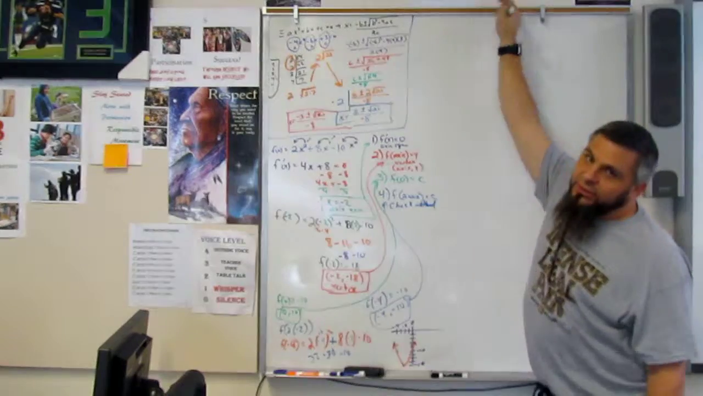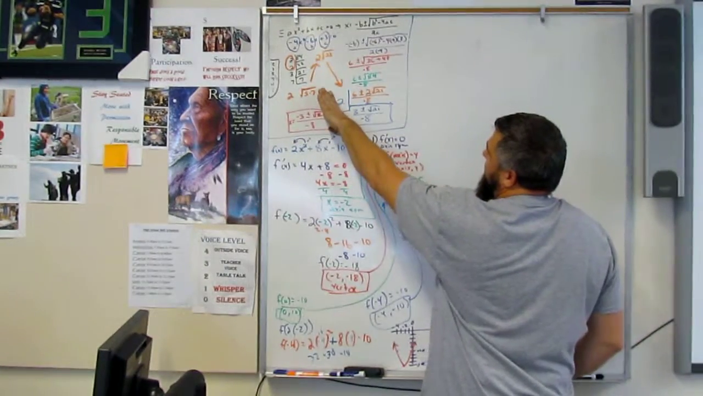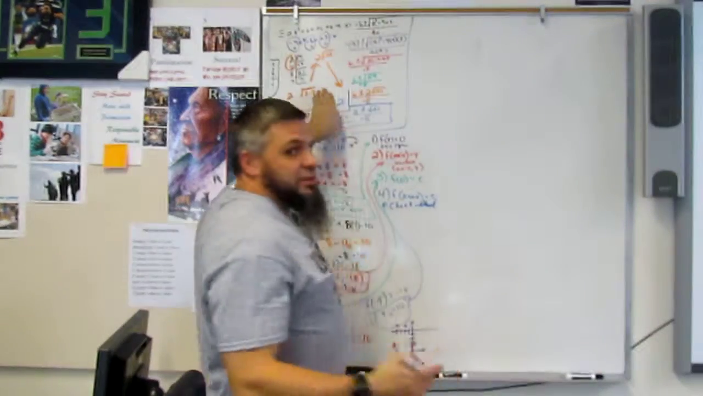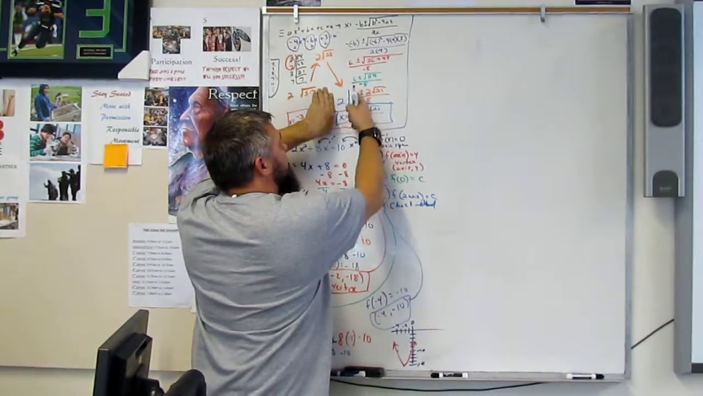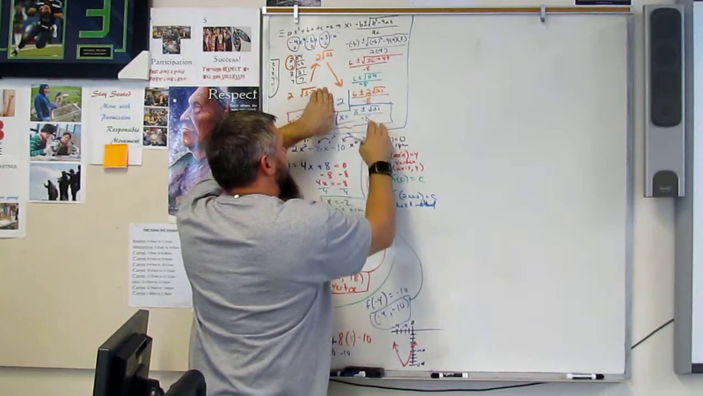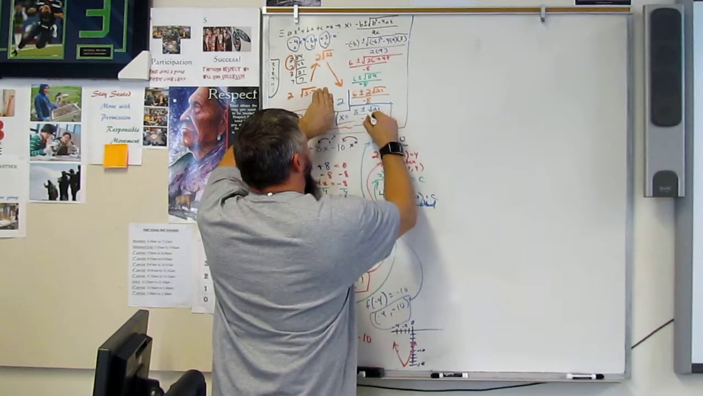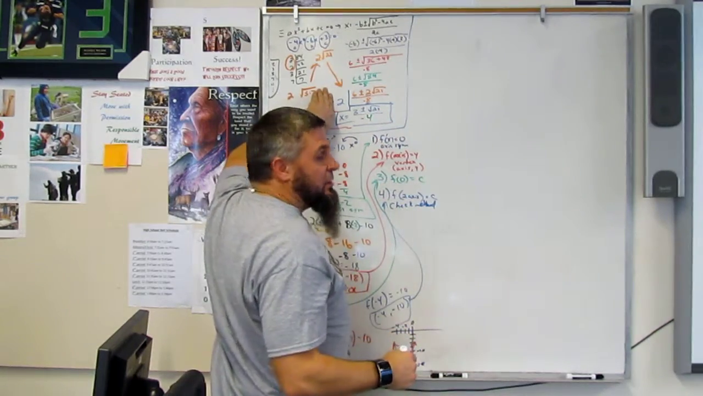Now what you can do is 2 different things. One, take out just the 2. If you take out just the 2, 2 goes into 6 3 times, 2 goes into 2 once, 2 goes into negative 8, negative 4 times, right?